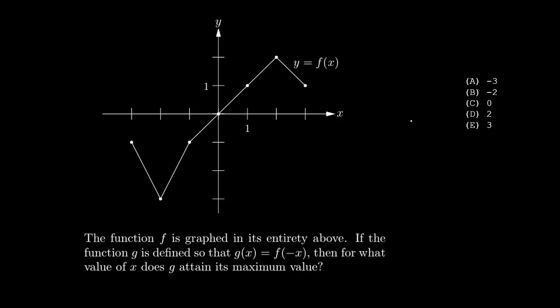Let's solve this SAT question. The function f is graphed in its entirety above. If the function g is defined so that g of x equals f of negative x, then for what value of x does g attain its maximum value?